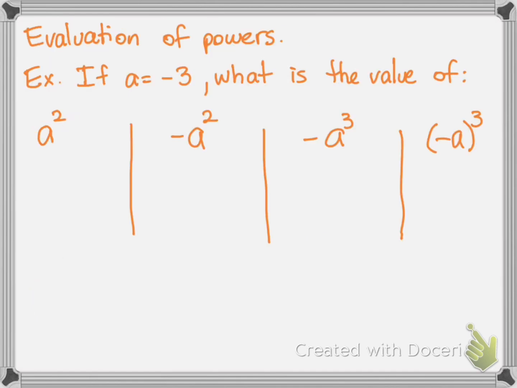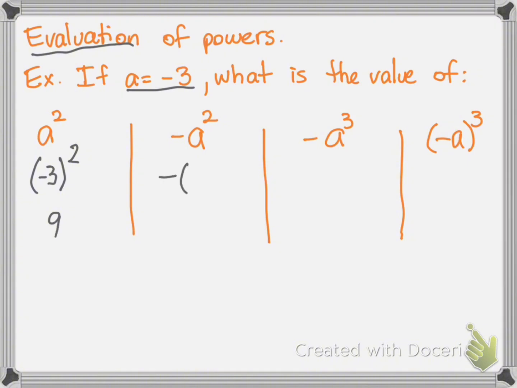Now let's see evaluation with powers. So remember that every time we evaluate, what we have to do is put a parenthesis first. That's the first step. And then we put the value, which in this case is a equals negative 3. Now, since it has a parenthesis because it was the value of a, then we have to multiply negative 3 times negative 3, which is 9.